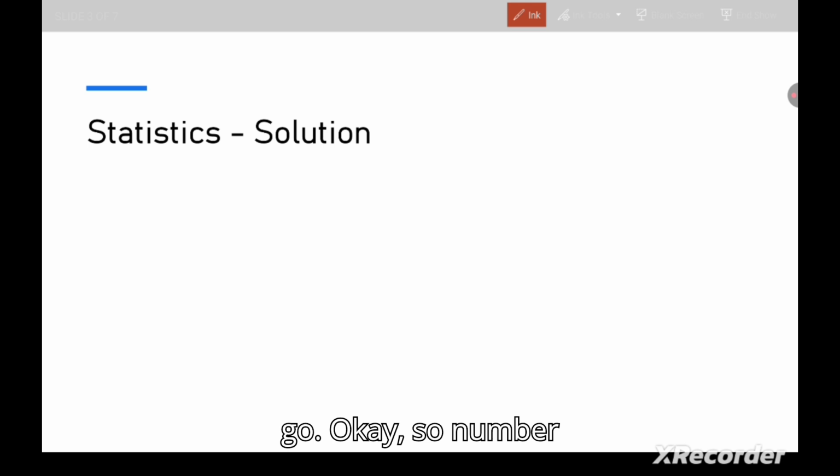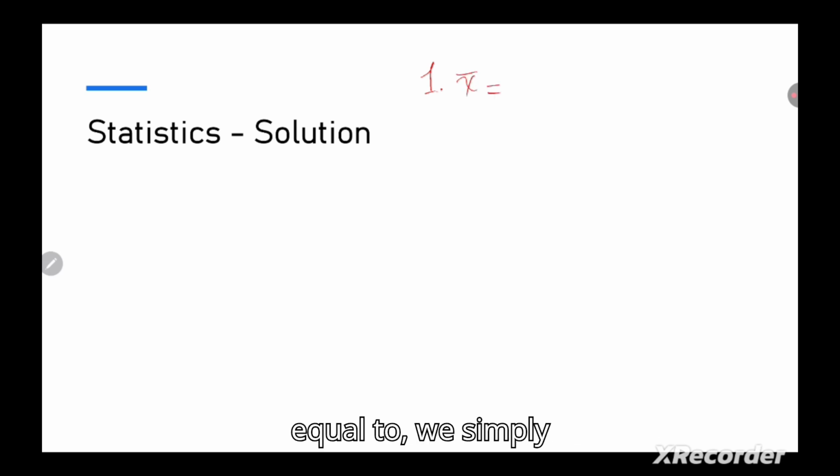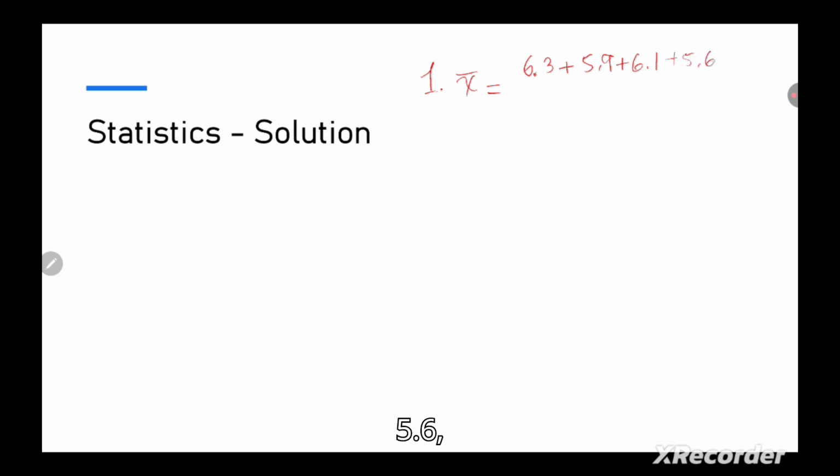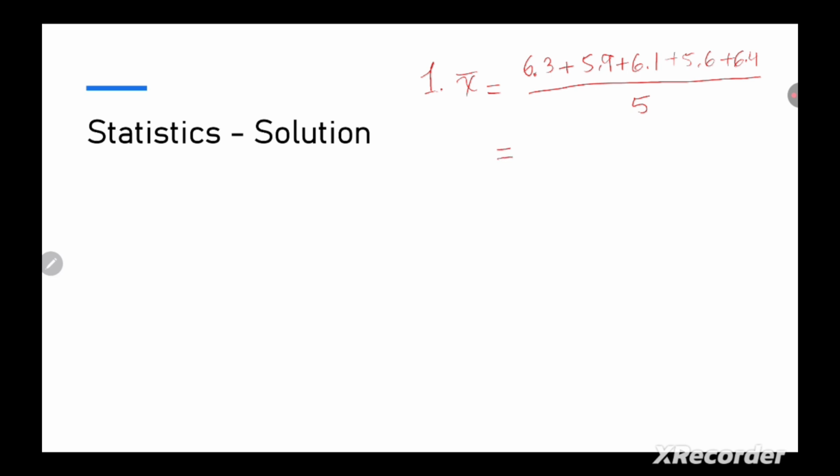Okay. So number one, we want to calculate x bar, which is equal to, we simply sum all our options, 5.6, 6.4, over the total number of samples, which is 5, we get 6.06. So this is my x bar.